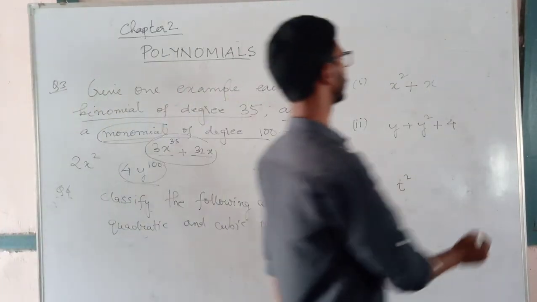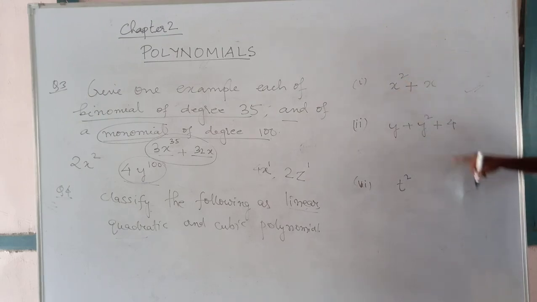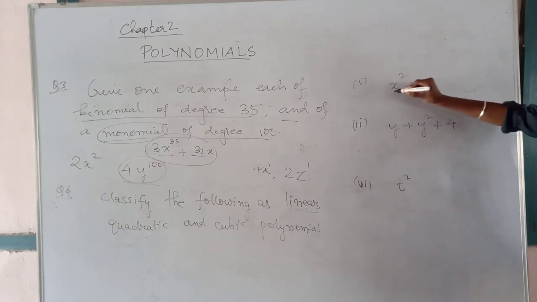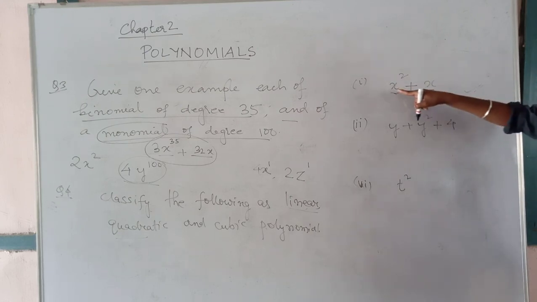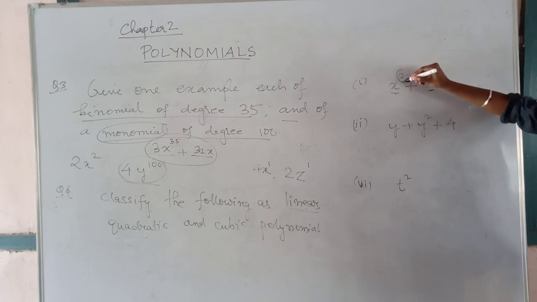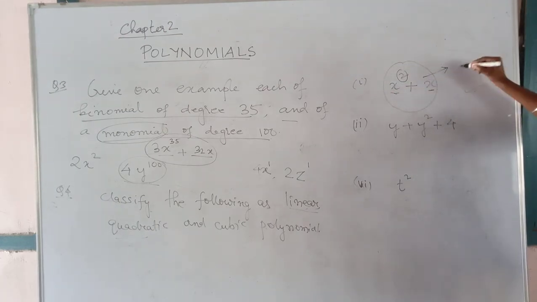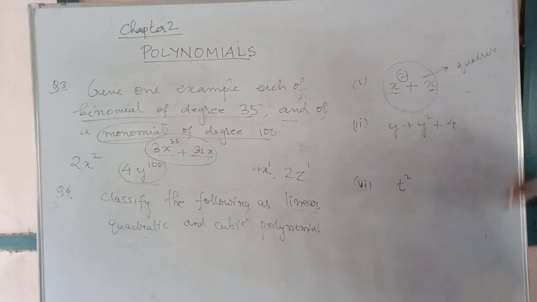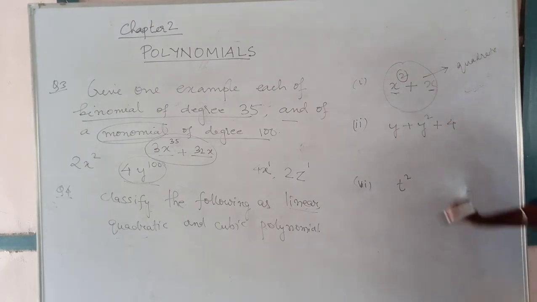Let us see some questions from the textbook. X square plus x. So x is a variable. In this x the highest power is 1 and in this x the highest power is 2. So the highest power of the variable is 2. So we can say that this expression is a quadratic polynomial. Why quadratic? Because the highest power of the variable is 2.